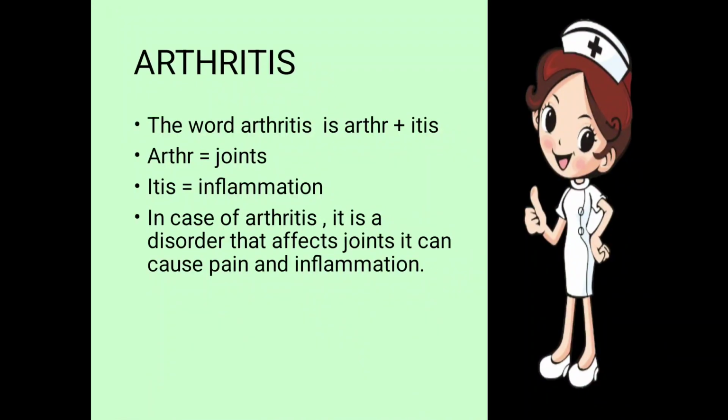Arthritis. The word arthritis is derived from arthr plus itis. The word arthr means joint and itis means inflammation. So it is a kind of disease which affects the joints. It inflames the joint. Arthritis is a disorder that affects the joint and can cause pain and inflammation inside the joints.